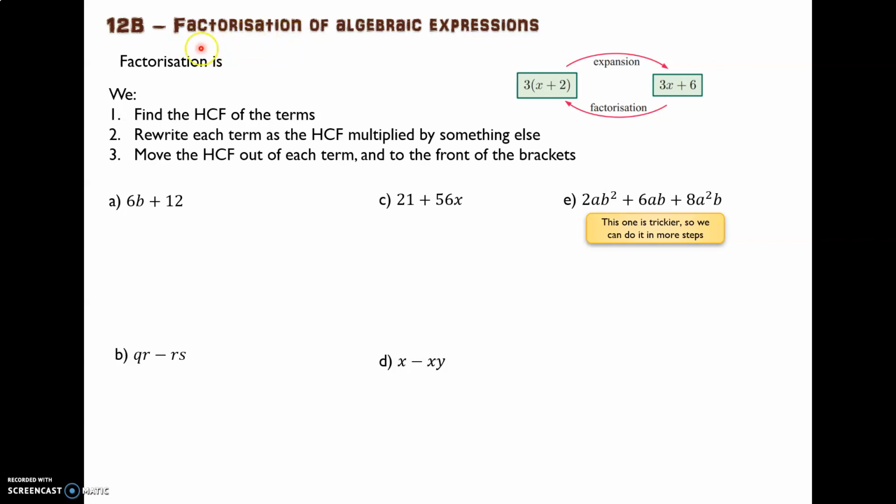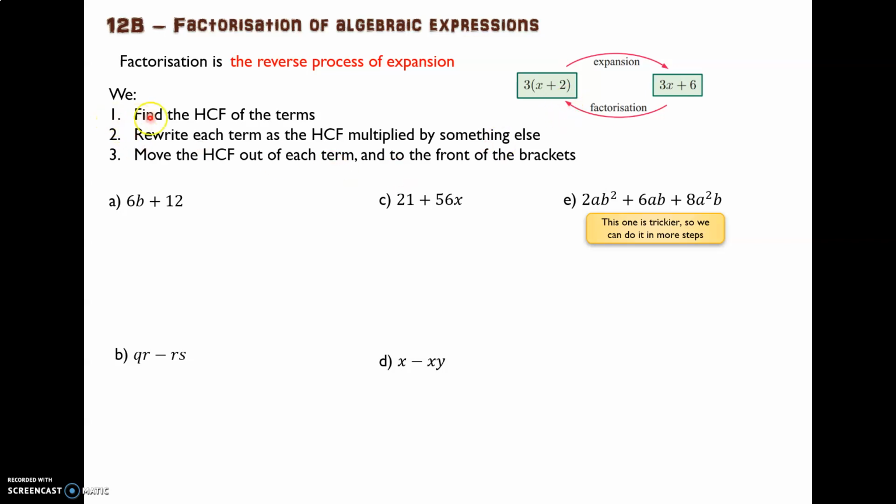And in algebra, factorization is the reverse process of expansion. It is the opposite of expansion. If expansion is what we use to get rid of the brackets, then factorization goes from this to something with brackets, and it takes out what's called a common factor. Let's see how this works and what the common factor is.